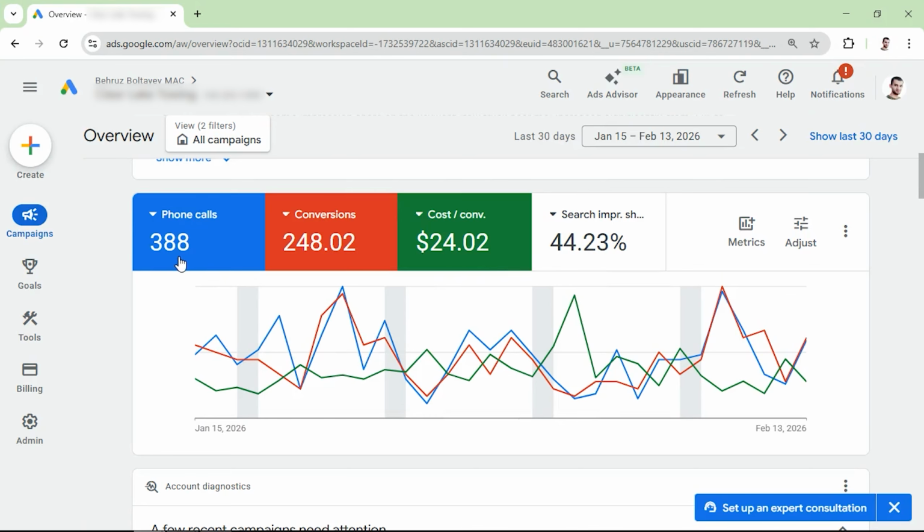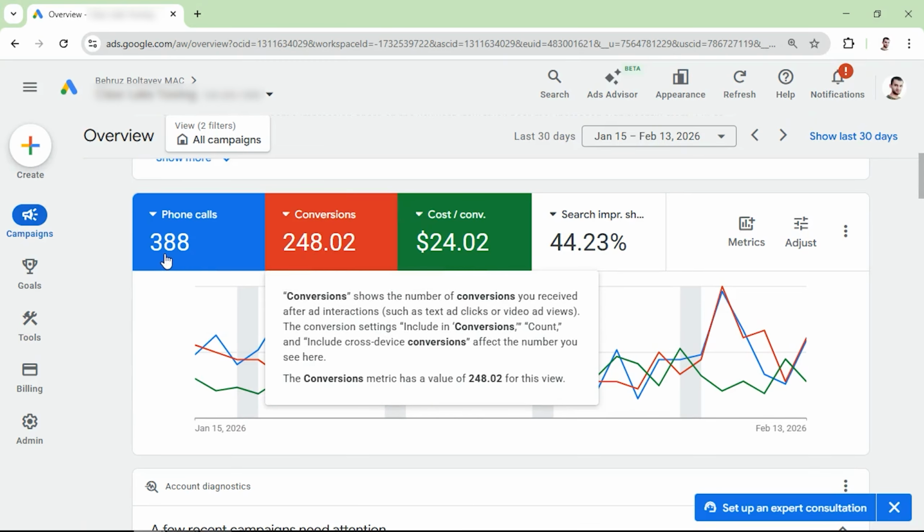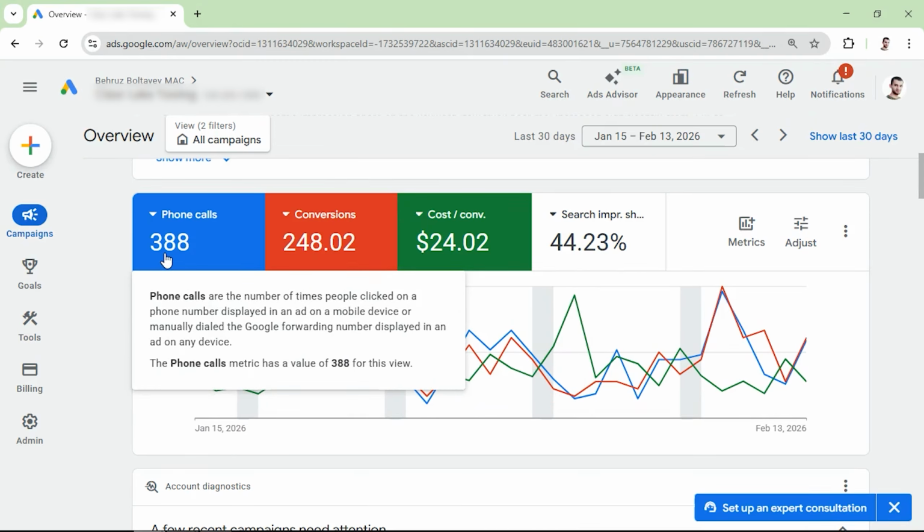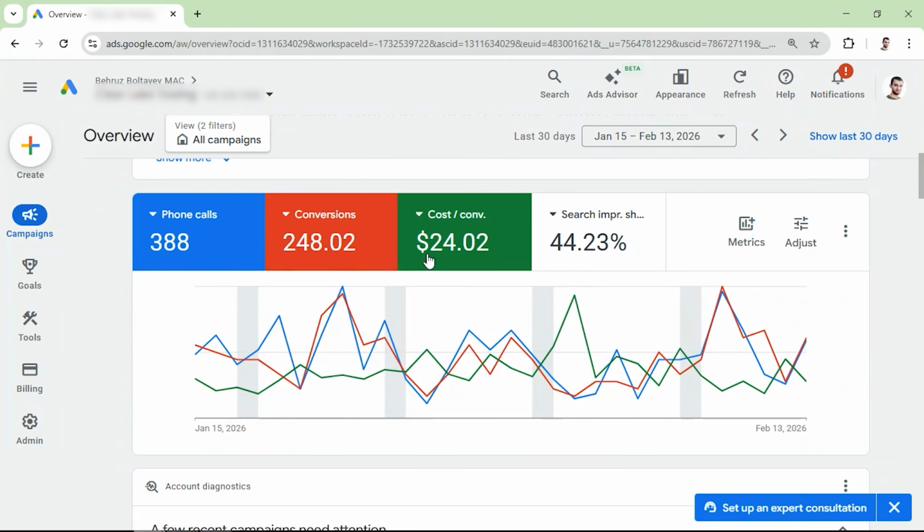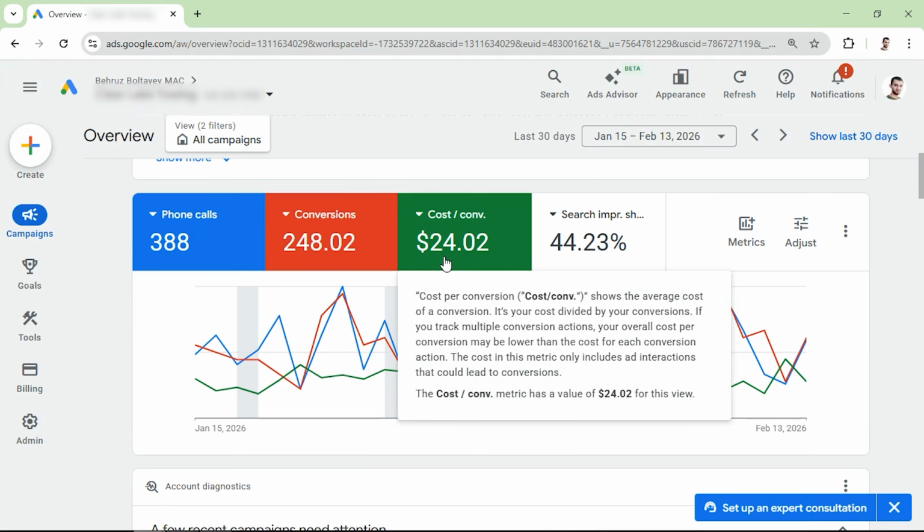Why do we have more phone calls than conversions? Because it might include repeat phone calls, or we might have missed phone calls, or certain phone calls might be low quality, like less than 5 seconds, less than 10 seconds. That's why if you include the unique number of conversions, we can calculate the numbers with this one. And the cost per conversion is around $24.02.